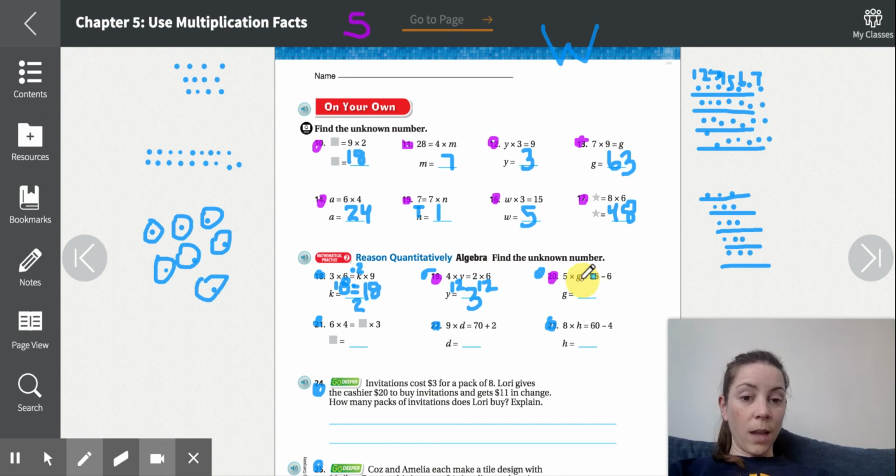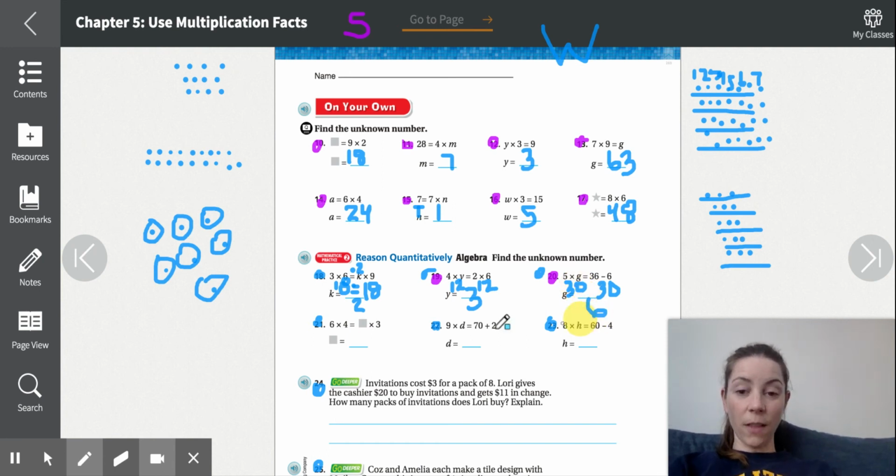Okay, let's try that again. Remember, go on the side where it has all numbers. Solve the side that has all numbers first. So not this side, but this side. 36 minus 6, that's 30. So I know this side has to equal 30. So 5 times what equals 30? 5 times 6 equals 30. Very good if you got that.